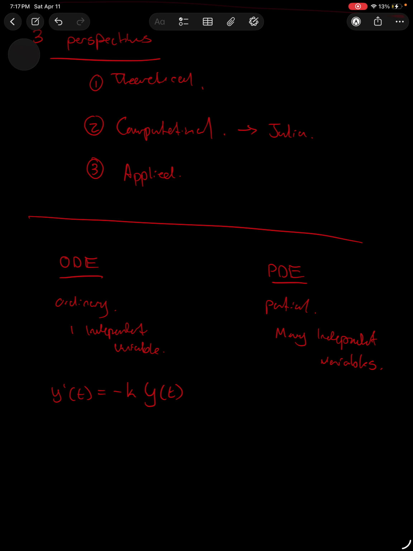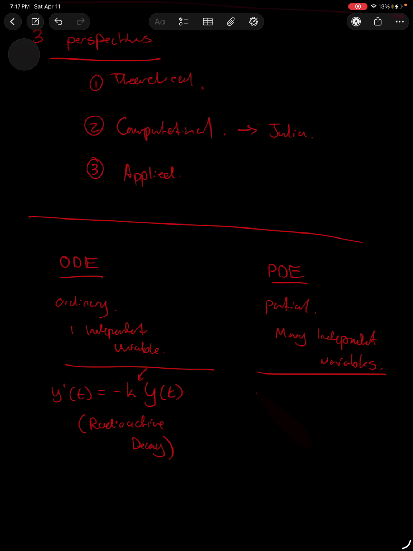An example of an ordinary differential equation that we've been working with is this. This is actually the equation which is used to describe radioactive decay. The rate of change of y with respect to t is equal to the opposite of some decay constant k times the amount of radioactive material at that point in time.